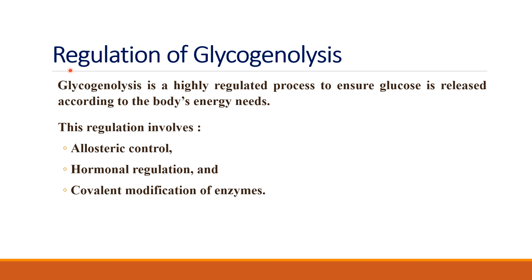Now let us understand regulation of glycogenolysis. Glycogenolysis is nothing but the breakdown of glycogen into glucose, and this is a very highly regulated process, and this ensures that glucose is released according to the body's need for energy. And this regulation involves allosteric control, hormonal regulation, and covalent modification of enzymes.